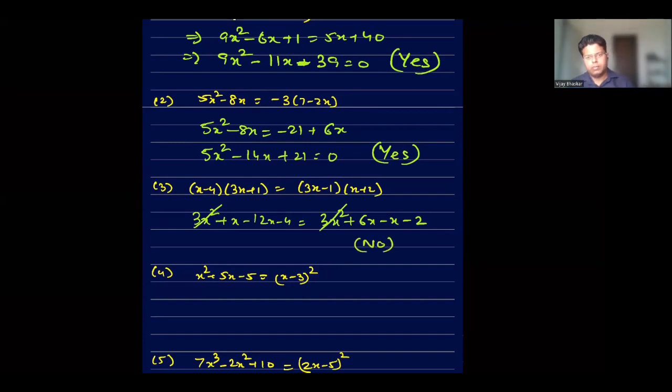So what will it be? What is the highest power of the variable here? So here the highest power of the variable is 1. So therefore it is a linear equation.